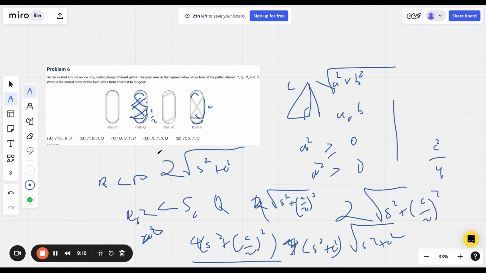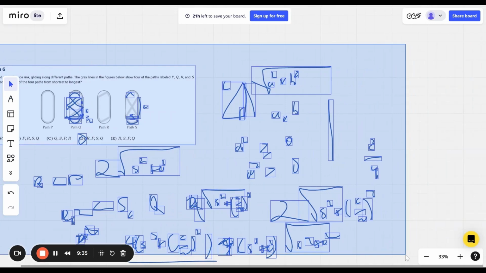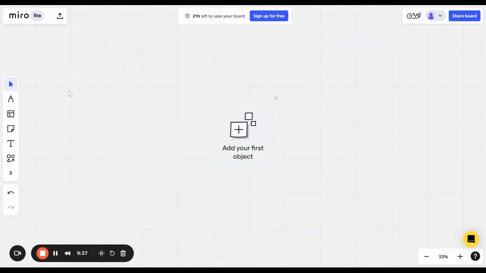You could just eyeball this as well and see that it's pretty obvious. So from shortest to longest, R is going to be the shortest, followed by P, followed by S, and followed by Q. It's also the only option that gives that, so it's pretty fast to observe if you don't want to prove it.